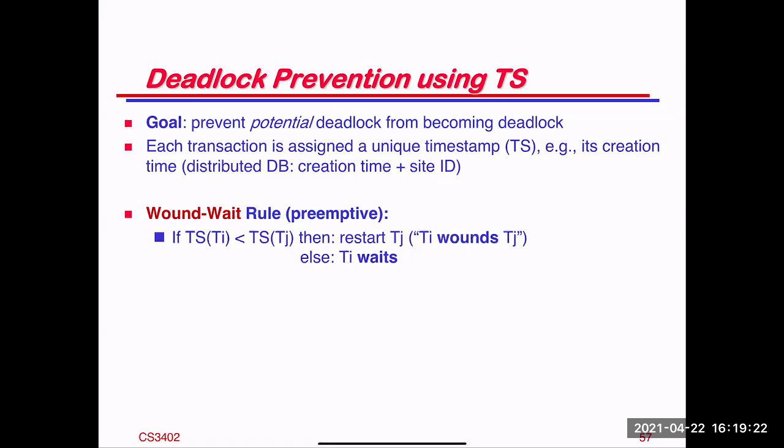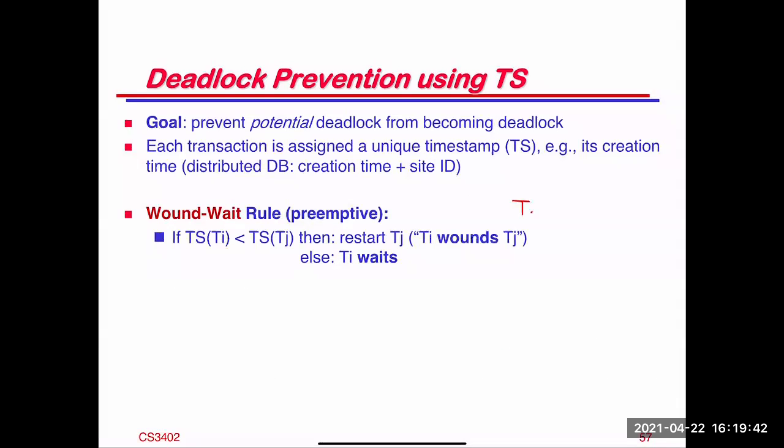So let's look at the second rule. This is the wound wait rule. And this is now a preemptive rule because it may interrupt an already running transaction. Okay, so again, I'm stating it succinctly here as an if-else branch.